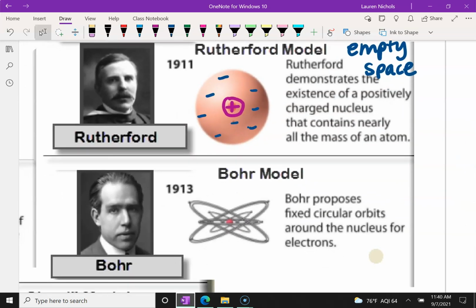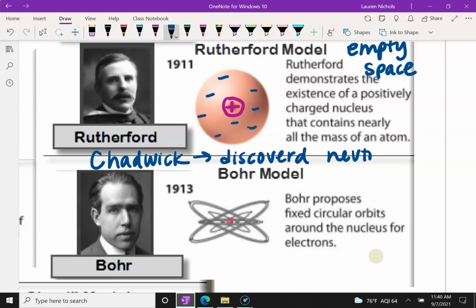And so then eventually there was this guy, his name was Chadwick, who doesn't get a lot of love. He's not on our list here, but he discovered the neutrons, okay? And these neutrons are located in the nucleus, okay?